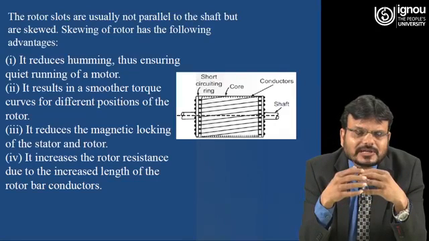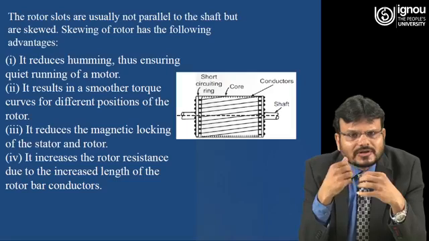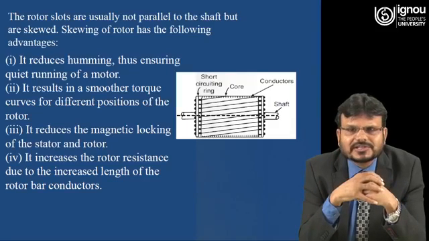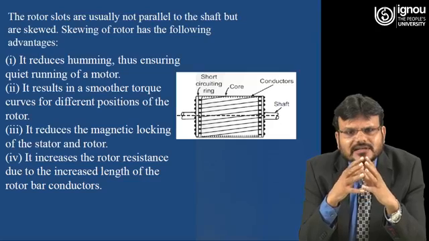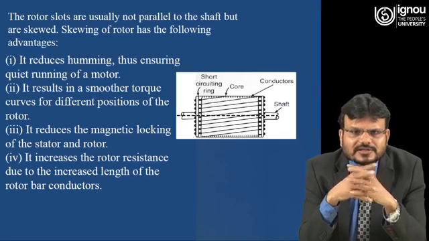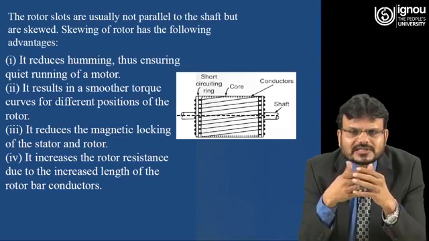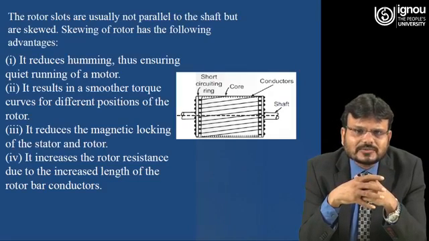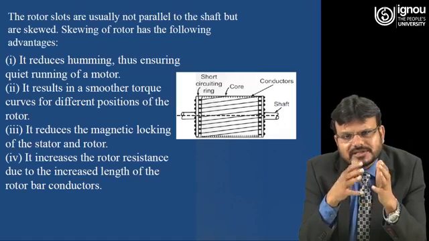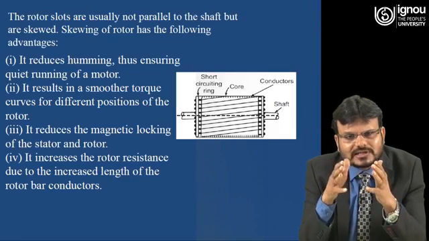So that means we have to keep in mind that we have to reduce the magnetic locking of the stator and rotor. Next advantage is it increases the rotor resistance due to the increased length of the rotor bar conductor. If you are able to increase the rotor resistance, that means you can also increase the starting torque of the motor, because this torque is directly proportional to Ks E2 square R2 upon R2 square plus S X2 square.